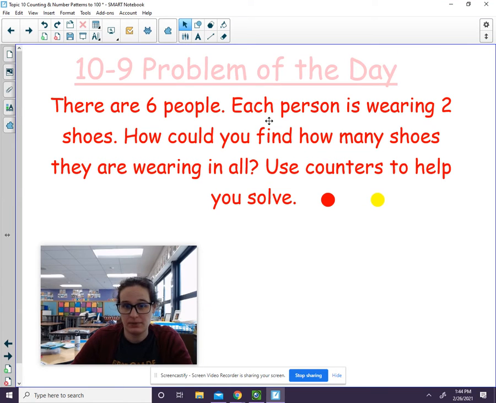There are 6 people. Each person is wearing 2 shoes. How can you find how many shoes they're wearing in all? Use counters to help you solve.